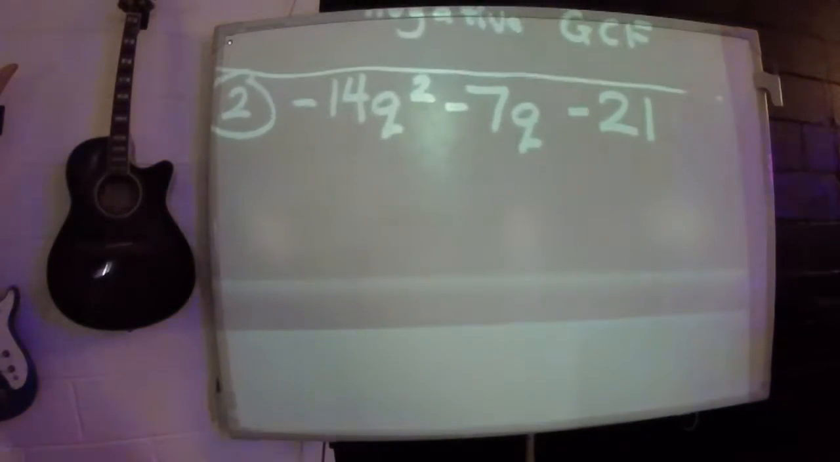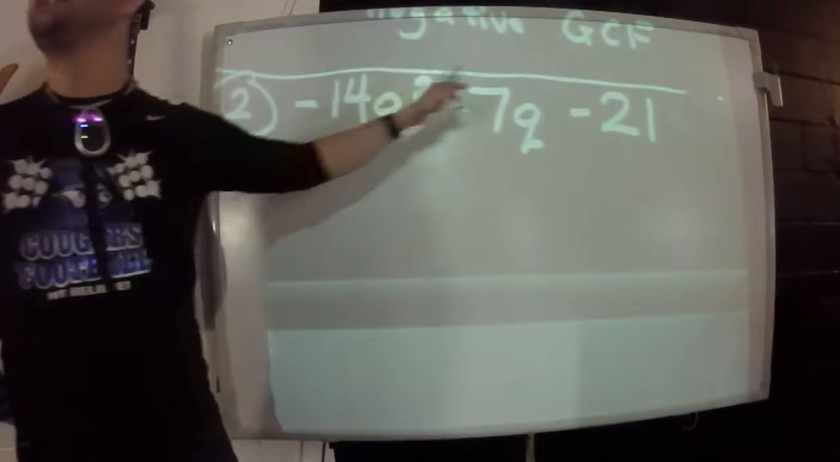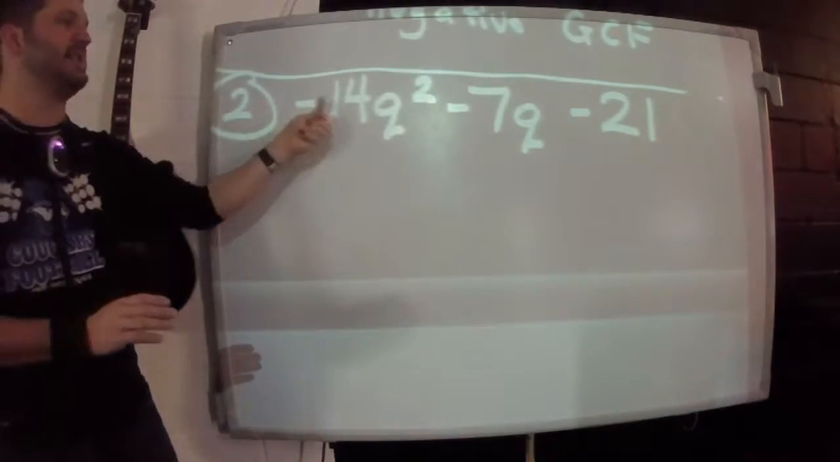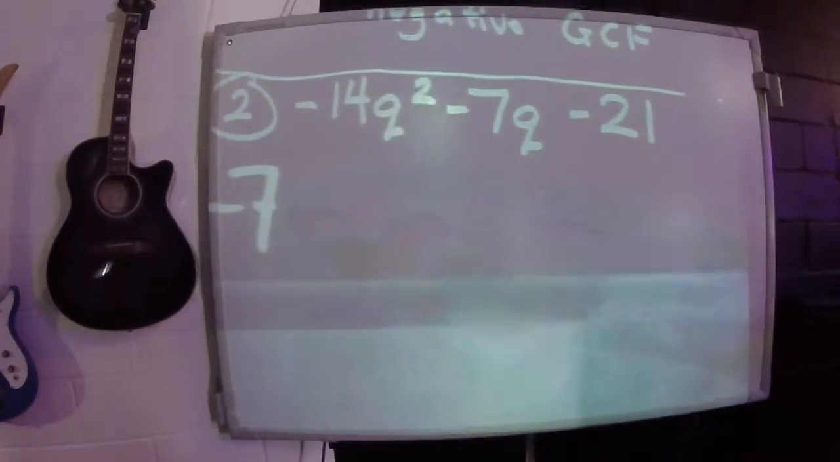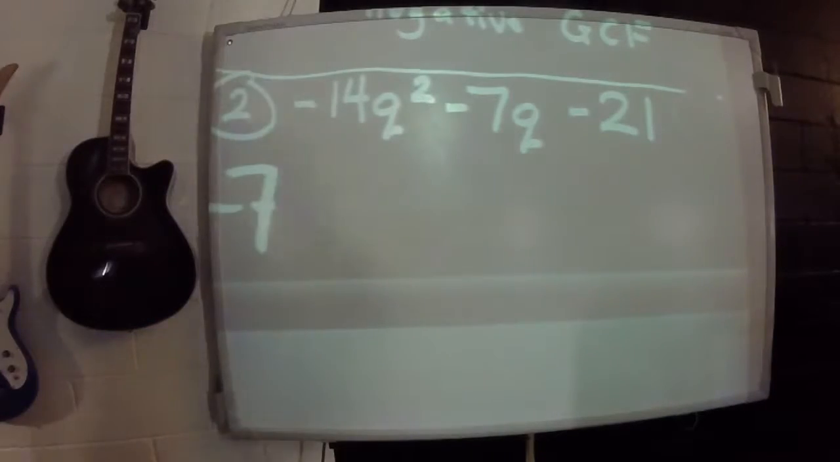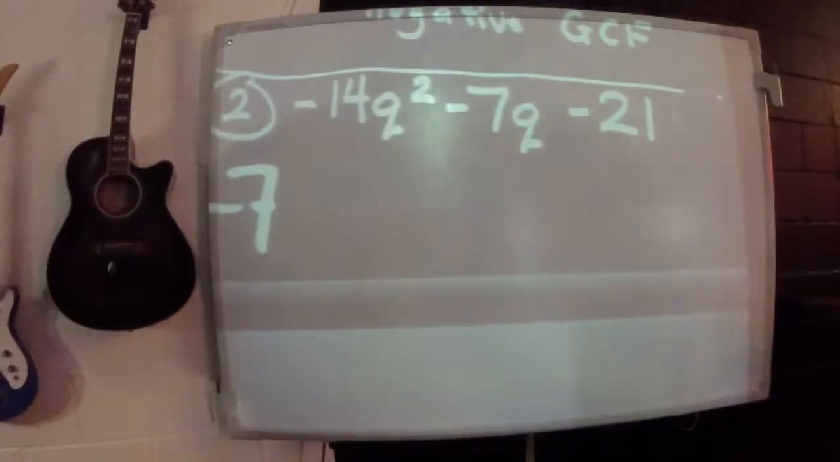All right, between 14, 7, and 21, what's the best I can divide all of them by? 7, but it's going to be negative because the leading piece is negative. So I'll put -7. Do I put a Q with it? No. Why not? Not all 3 of them have a Q. So no Q right here. So then let's just divide.